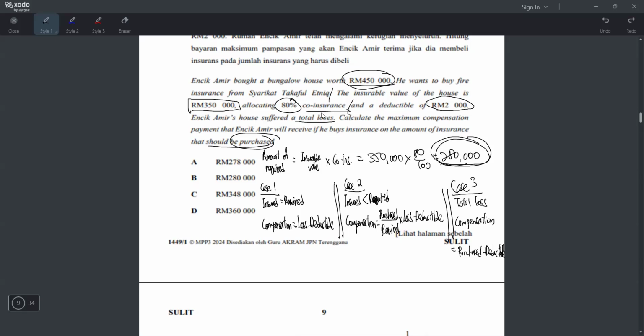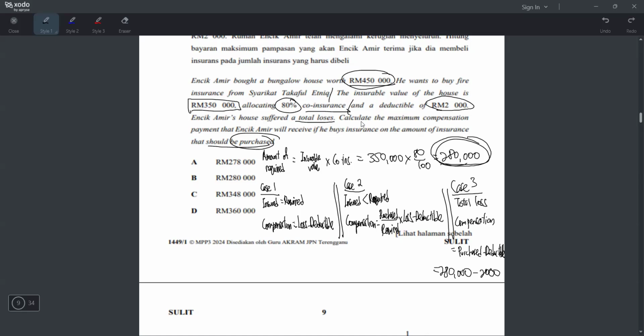Okay, but I told you already, this is total loss. For a total loss case, we don't care whether he buys less than required or buys equal to required. The formula is purchase minus deductible. So the purchase value will be 280,000, because he buys the insurance on the amount required. So he buys exactly the required amount, and then minus the deductible, which is 2,000, right? And when you minus this, you will get the answer for the compensation.